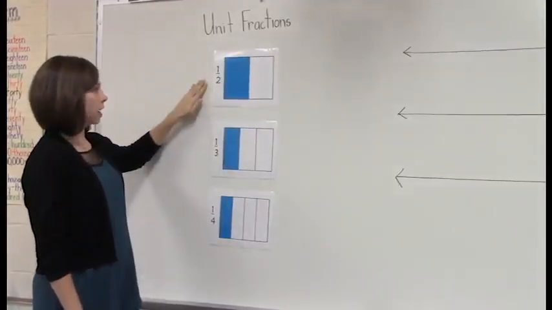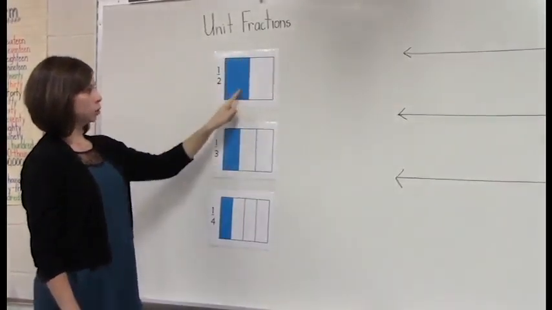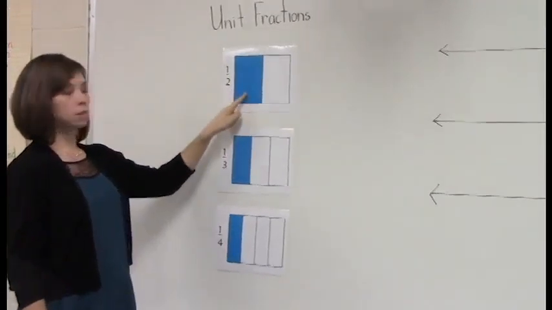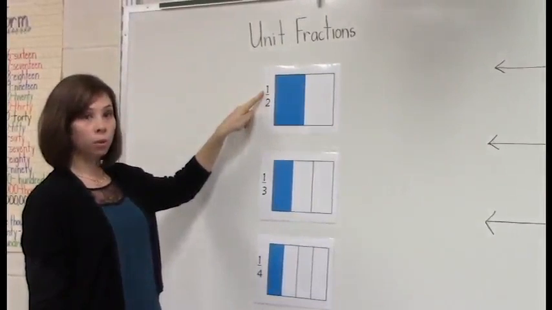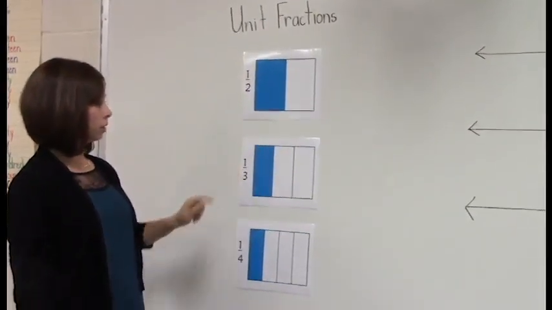Here we have the unit fraction 1/2. My whole has been divided into 2 equal parts because my denominator is 2. I'm only considering one of these equal parts. This represents my numerator.